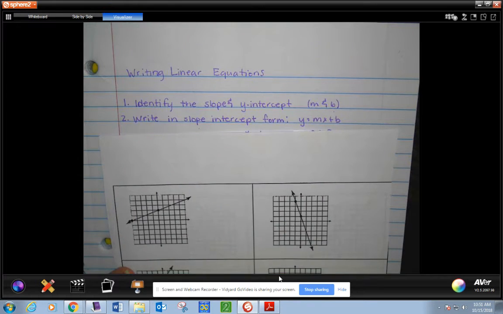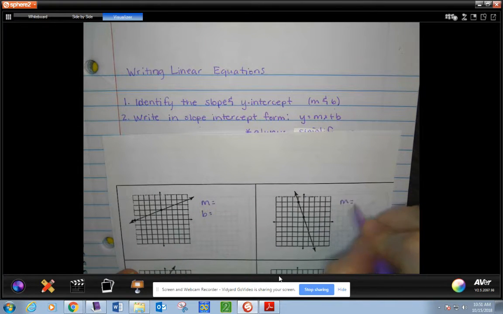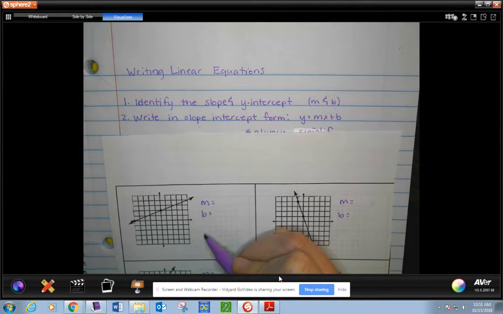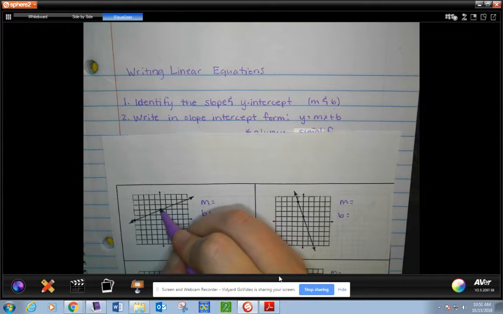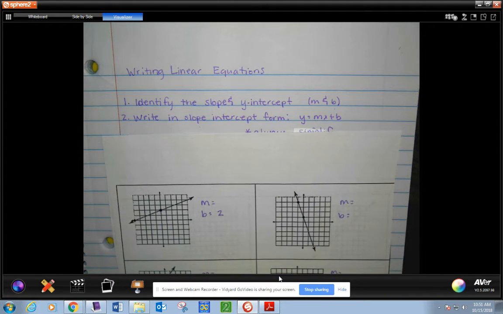Like we said, the first step is to identify your slope and y-intercept. Just like yesterday, I want you to write m and b equals on every single problem, because you're going to need to know your m and your b. Once you have m and b written, start with the easiest thing to find, your y-intercept. You're always going to start with your y-intercept. The y-intercept on this problem is crossing at positive 2, so for y-intercept, put 2.